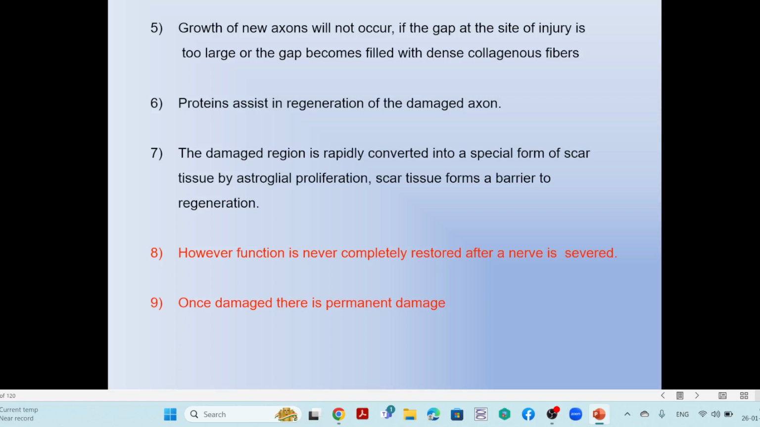So this is about the neurons and cell structure. These will be the basic points of the nervous system. I hope that you are clear about this.